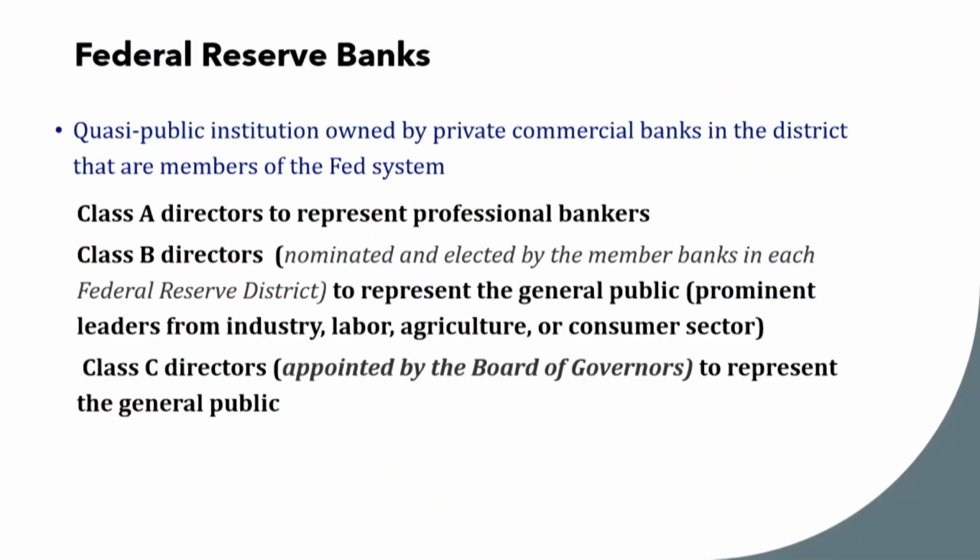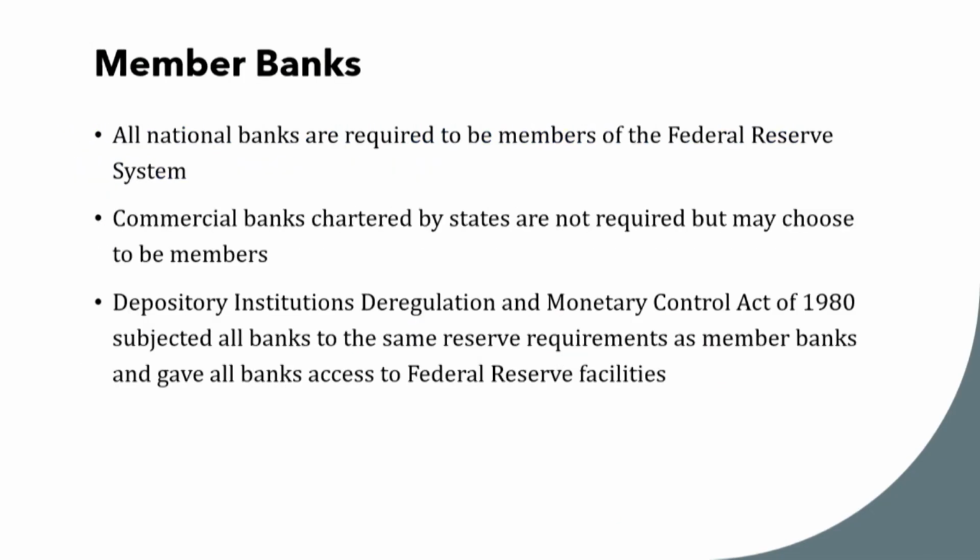So in short, Federal Reserve Banks are quasi-public institutions owned by private commercial banks in the district that are members of the Fed system. There are Class A directors to represent professional bankers, and Class B directors. It also has representation from the general public, prominent leaders from industry, labor, agriculture and the consumer sector. There are Class C directors appointed by the Board of Governors to represent the general public. As for member banks, I already mentioned that all national banks are required to be members of the Federal Reserve System.